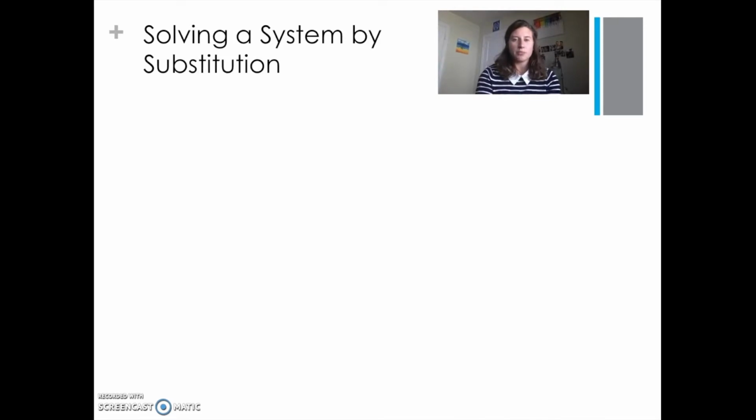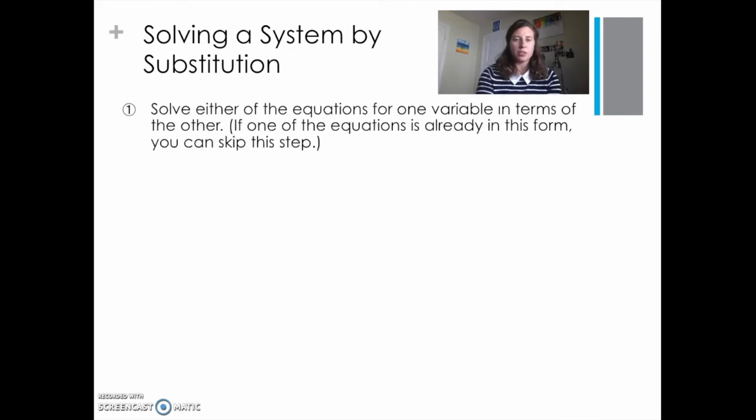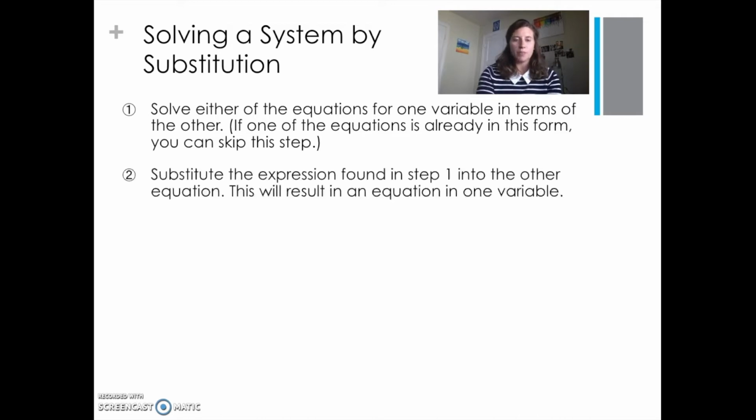Solving a system by substitution. There are 5 steps to solve a system by substitution. 1. Solve either of the equations for one variable in terms of the other. If one of the equations is already in this form, you can skip this step. 2. Substitute the expression found in step 1 into the other equation. This will result in an equation in one variable. 3. Solve the equation containing one variable.